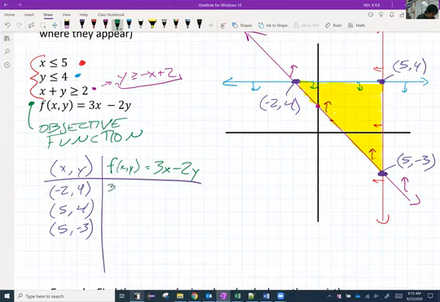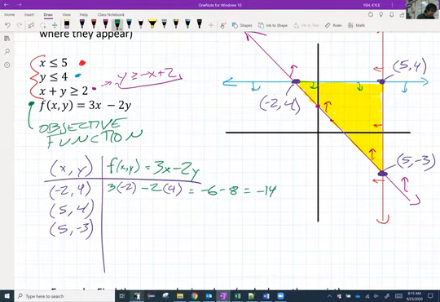So 3 times negative 2 minus 2 times 4, plugging in the x and y coordinates from that vertex, equals negative 6 minus 8, it looks like, not 10. 2 times 4 is 8. So negative 6 minus 8 equals negative 14, is what it appears. So the value of the objective function at that vertex is negative 14. Is that the max? Maybe. Could just be a really low max. Is that the min? Possibly. Let's plug in our other ones.